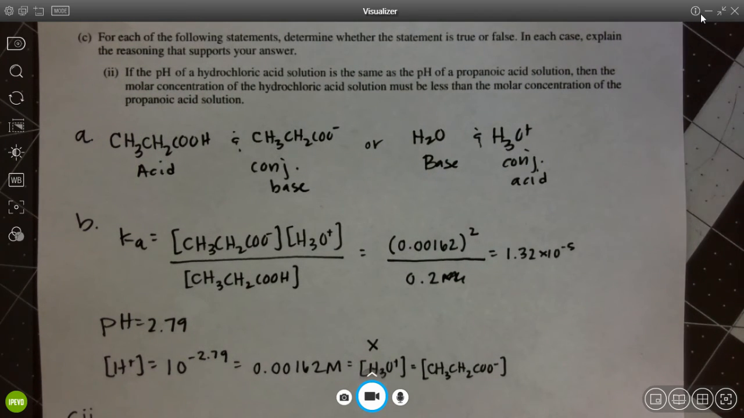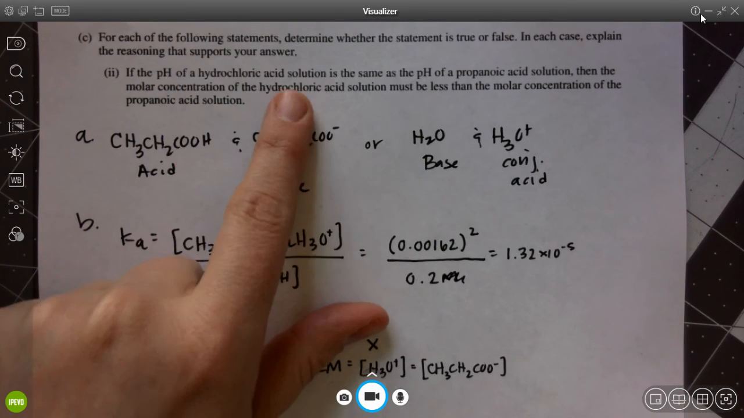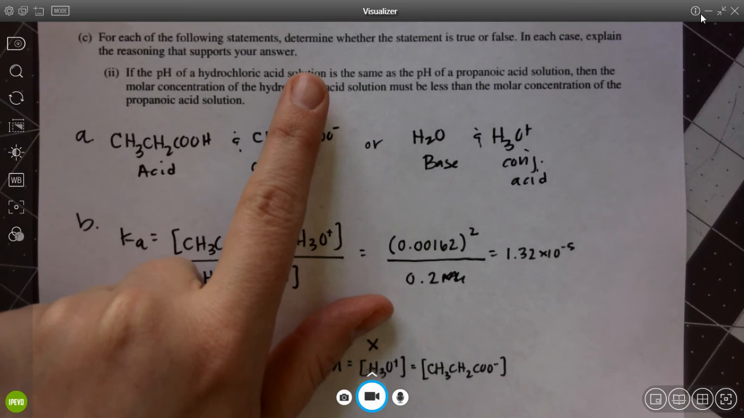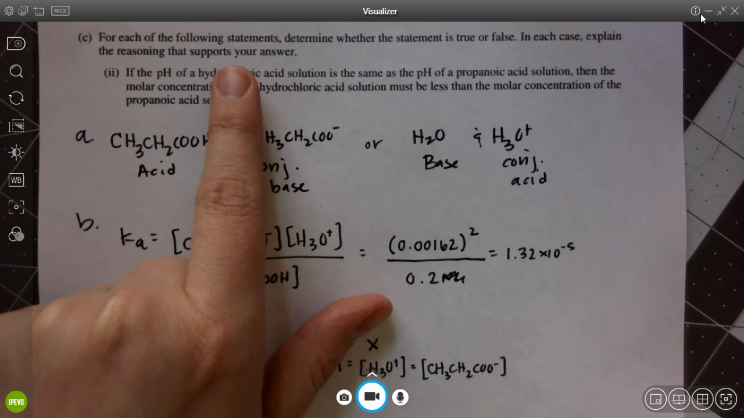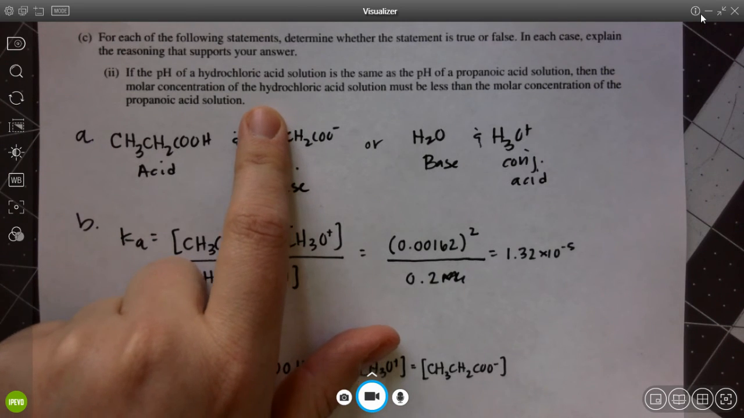All right. And I like this question here, so we're going to go over this one as well. It says, for each of the following statements, determine whether it is true or false. In each case, explain the reasoning that supports your answer. All righty. I'm going to read this with you, and then I want you to pause this, think it through, and then we'll talk about the answer.